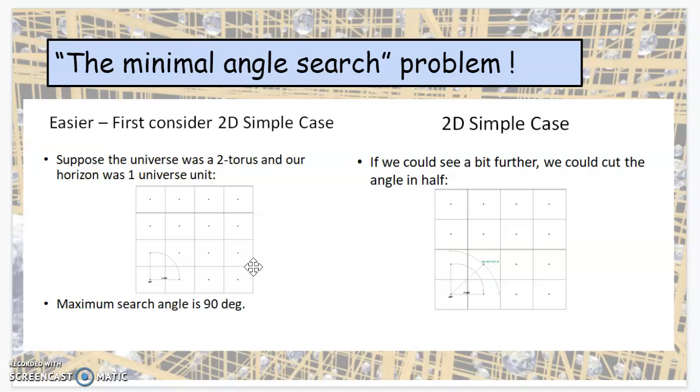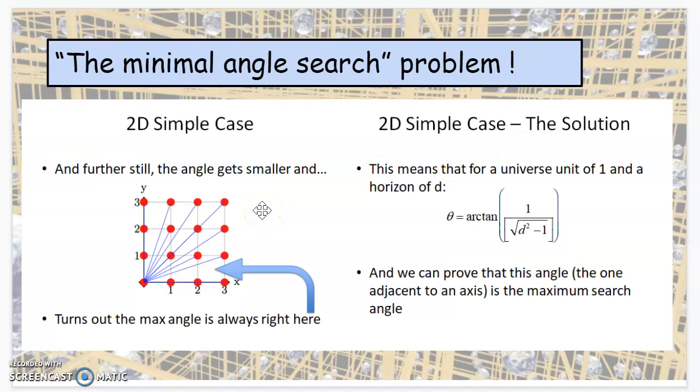Suppose the shape of the universe is a 2D torus and our horizon is one universe length, and we are at a corner of the universe. Then the maximum search angle is 90 degrees, right? We can see many copies of ourselves. Each dot represents one. Then if we could see a little bit further, we could cut the angle in half and still see a few copies of ourselves. And if we get further and further, the angle gets smaller and smaller. It turns out the minimum search angle is always right there.